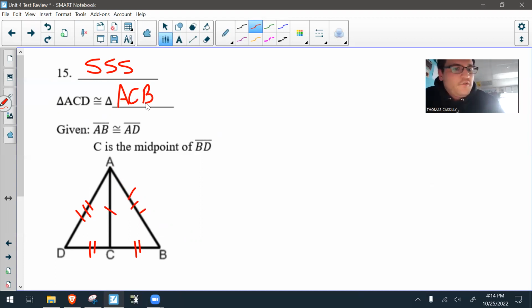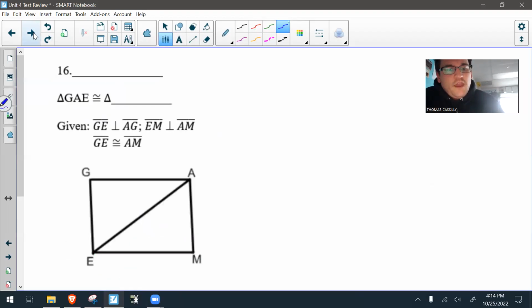All right, so that one's fairly straightforward. I think the sides are the easiest ones to pinpoint. And remember, the midpoint lets us say that DC is congruent to CB. A midpoint cuts one segment into two equal pieces.